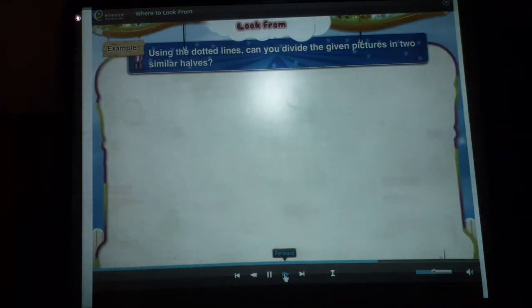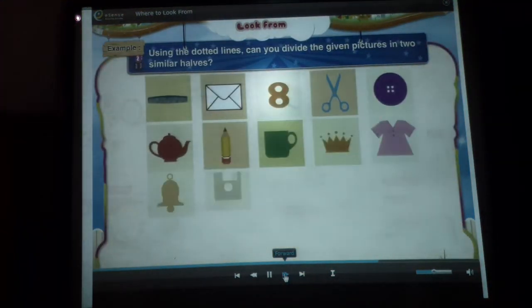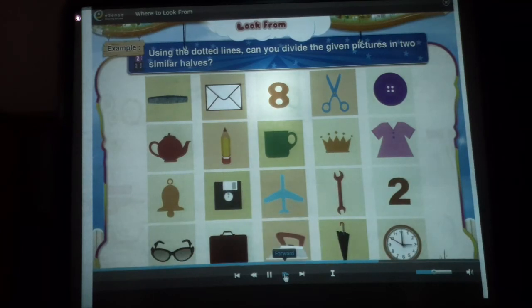Using the dotted lines, can you divide the given pictures in two similar halves? Solution. Come, what type of dotted line, vertical or even slant, do we draw to get the same parts? Look, as in 10, if we draw a vertical dotted line, it will be divided into two equal parts.